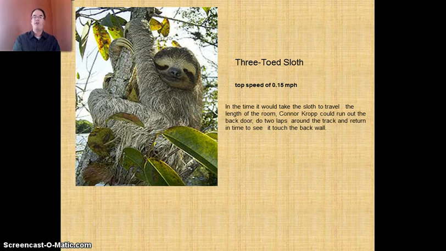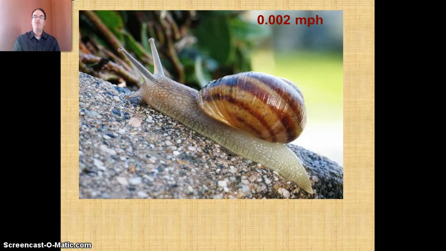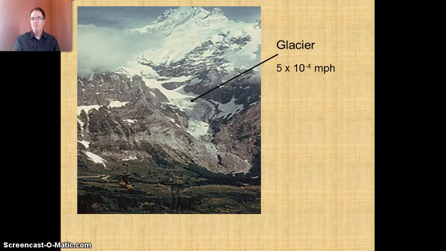3-toed sloth, top speed, 0.15 miles per hour. And here's the snail. The snail is 0.002 miles per hour. And that's when it's really having a good day. Snails, very slow. Here's a glacier. This is the slowest thing I could think of. 5 times 10 to the minus 4th. So that's 0.00005 miles per hour.